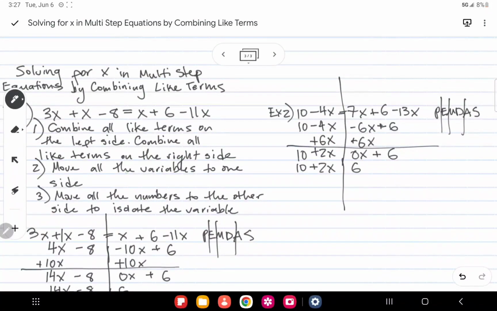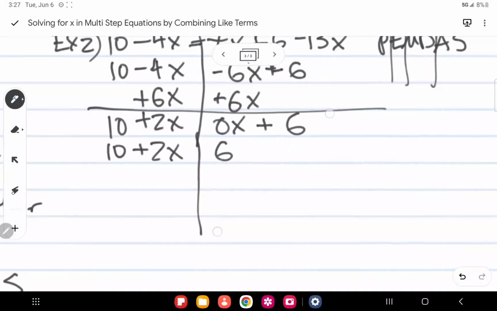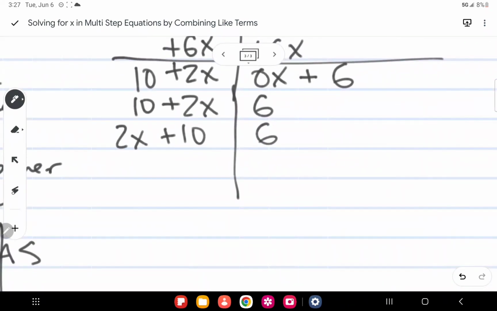Now we have moved all variables to one side, so now we're going to move all the numbers to the other side to isolate the variable. Remember, preferably, as for me, I like to put the variable to the very left, so I'm just going to reorganize this to 2x plus 10. I just switched them and they're the same thing. Just carry down the 6 here.